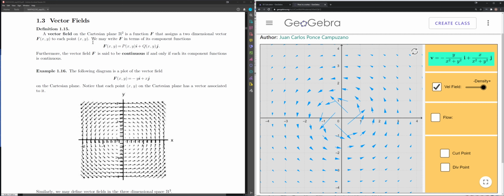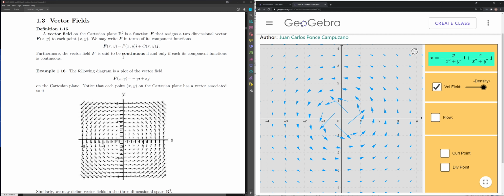So this is how you define a vector field. You would have an x component here and a y component over here. In some cases we call the x component P of xy, and we call the y component Q of xy. So this is your definition of a vector field. Notice over here that this vector field is of this form: the capital P is minus y on x squared plus y squared, and the capital Q is x on x squared plus y squared.